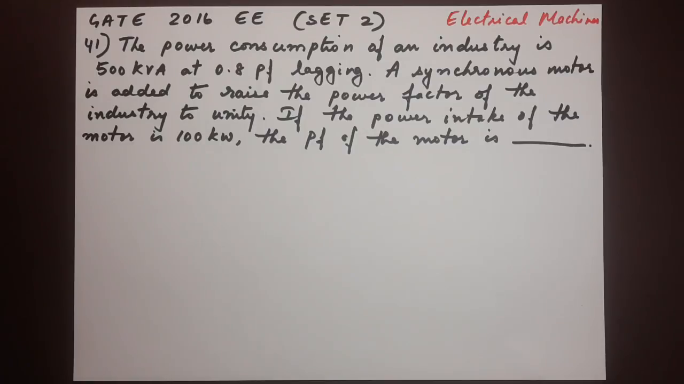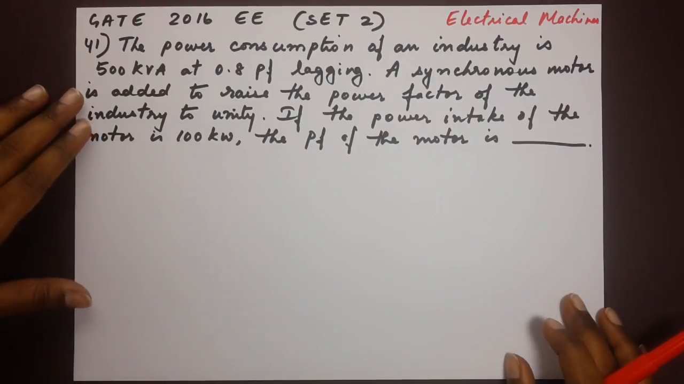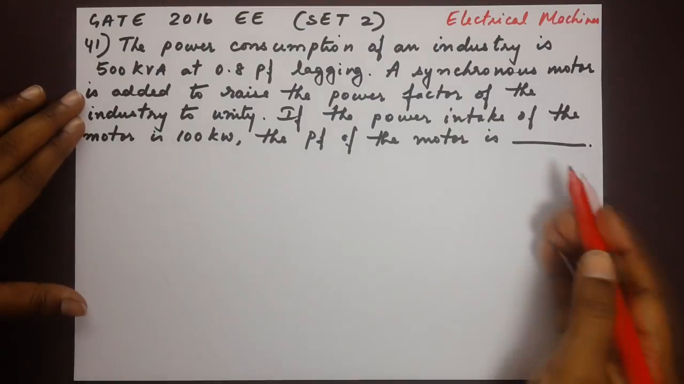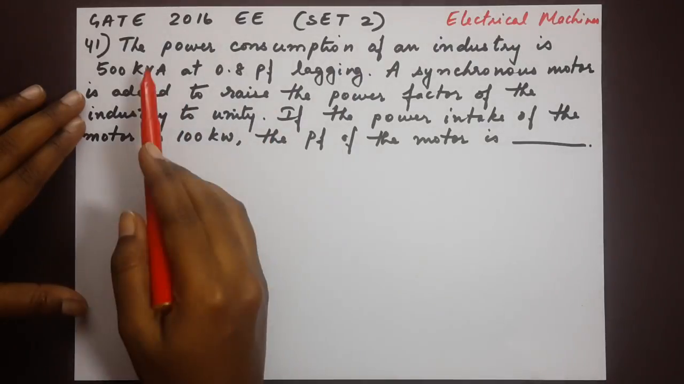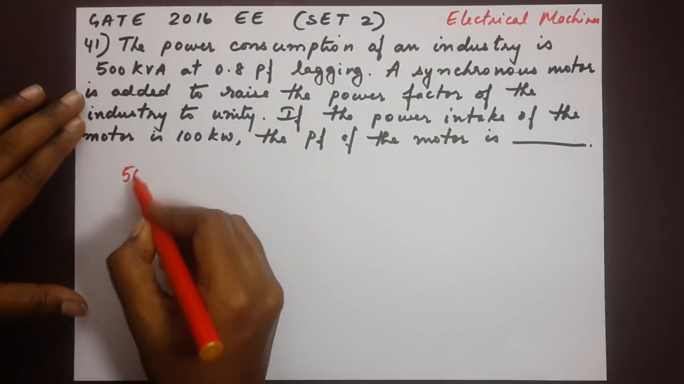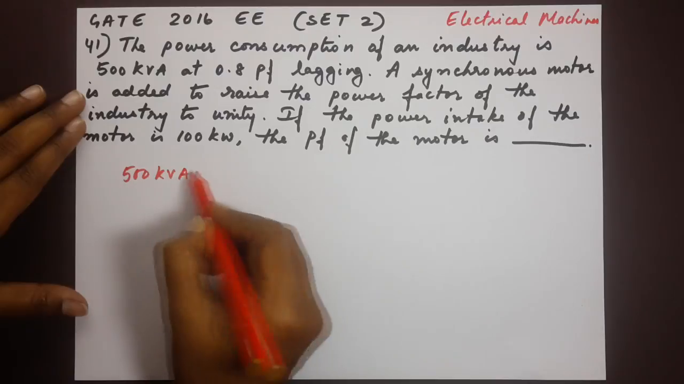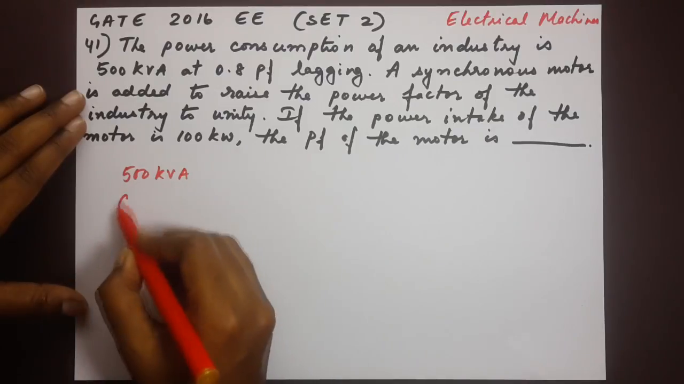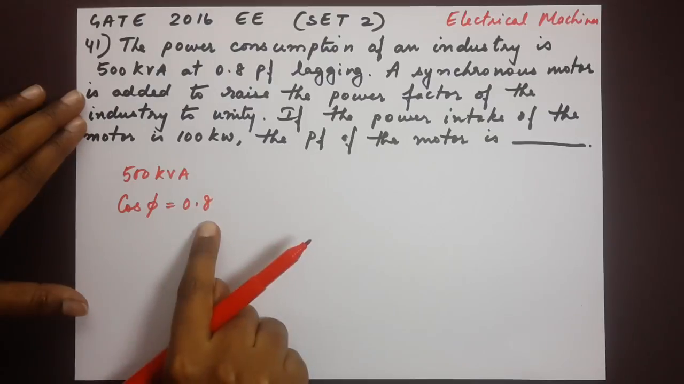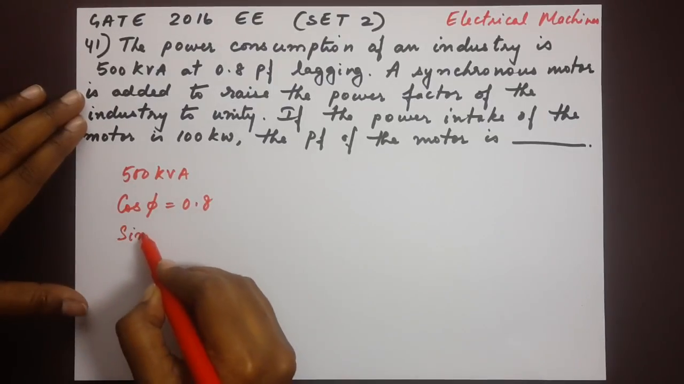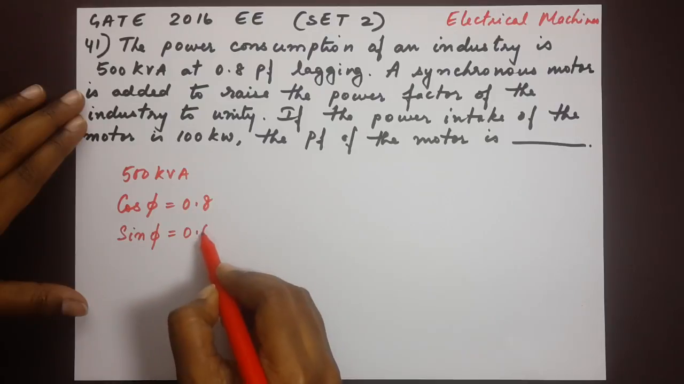So since we are dealing with power factor, we have to find out what the power factor of the motor is. We will need both the reactive and the active power of the industry first. So let's write down what we have. The power consumption of the industry is 500 kVA. The power factor is 0.8, which means that cos phi is 0.8. Now if cos phi is 0.8, that should tell us that sin phi is 0.6.